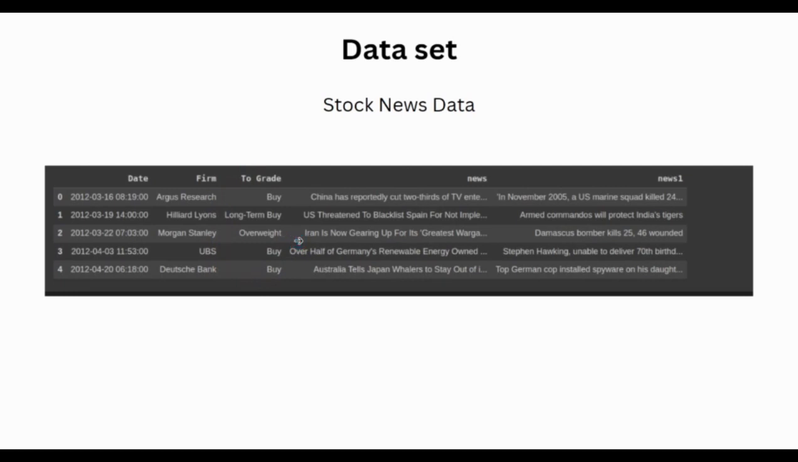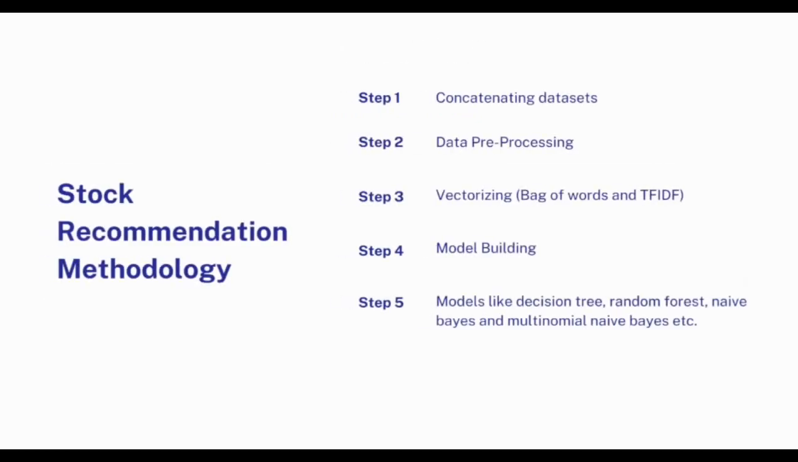Now what we did is we concatenated these two datasets, and that is our final dataset for this recommendation. This is the methodology for stock recommendation. Firstly, we concatenated the dataset, then we performed data pre-processing, then vectorizing the dataset with bag of words and TF-IDF, then we built the models, and the model with the best accuracy is taken. Now, let us see the code demonstration for stock recommendation and prediction.